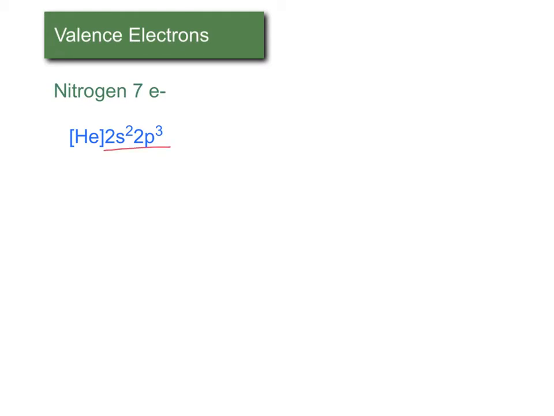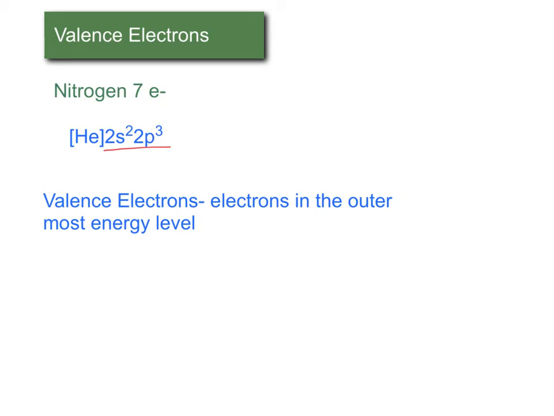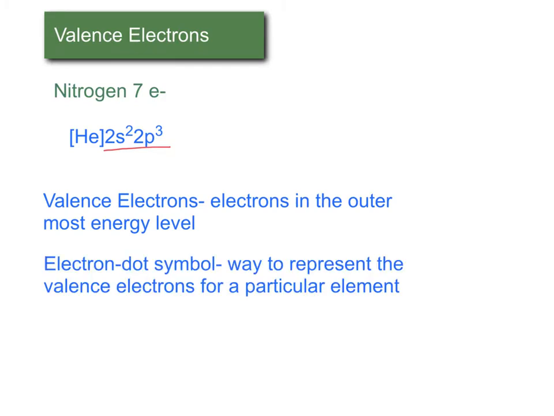Okay, and those electrons, the ones in the outermost shell, are the valence electrons. And we represent these valence electrons with a symbol called the electron-dot symbol. An electron-dot symbol is a convenient way for us to represent the valence electrons as shown by dots on the side. So for example, if we look at nitrogen again, 2 plus 3 is 5, so nitrogen has 5 valence electrons, and the electron-dot symbol for nitrogen would look like this.